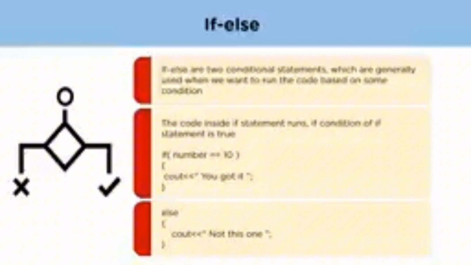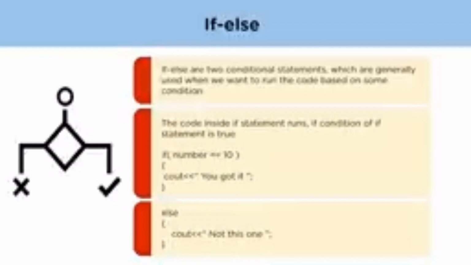Next is if-else statements. If and else are two conditional statements that are generally used when we want to run code based on some conditions. We run a block of code which is inside the if statement only if the condition is true. For example, if the number variable here is equal to 10, then only that block of code will execute and will print the message "you got it". Otherwise, it will run the else block and display the message written inside that block, which is not this one.